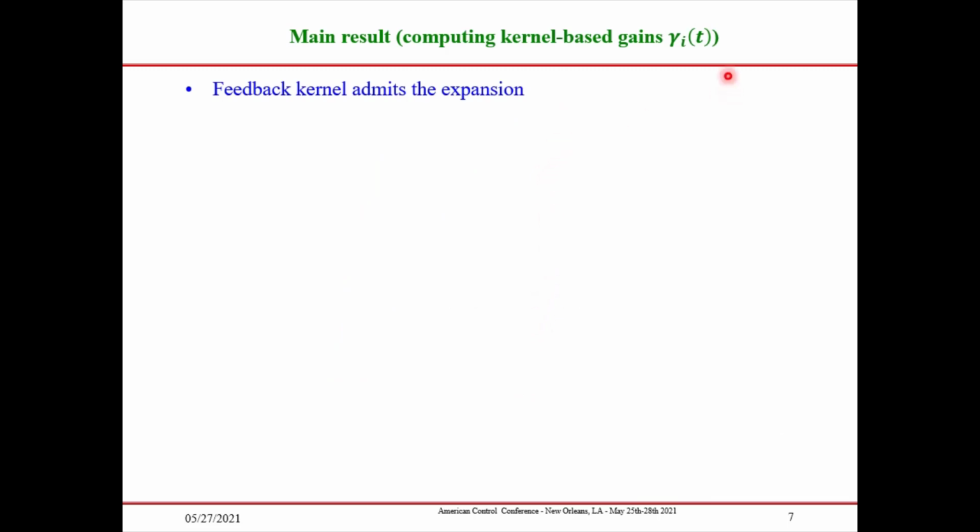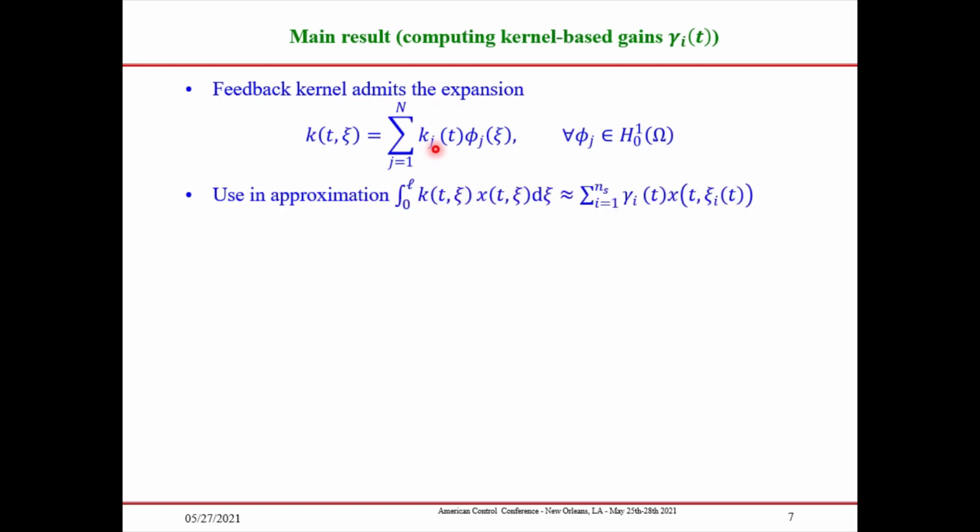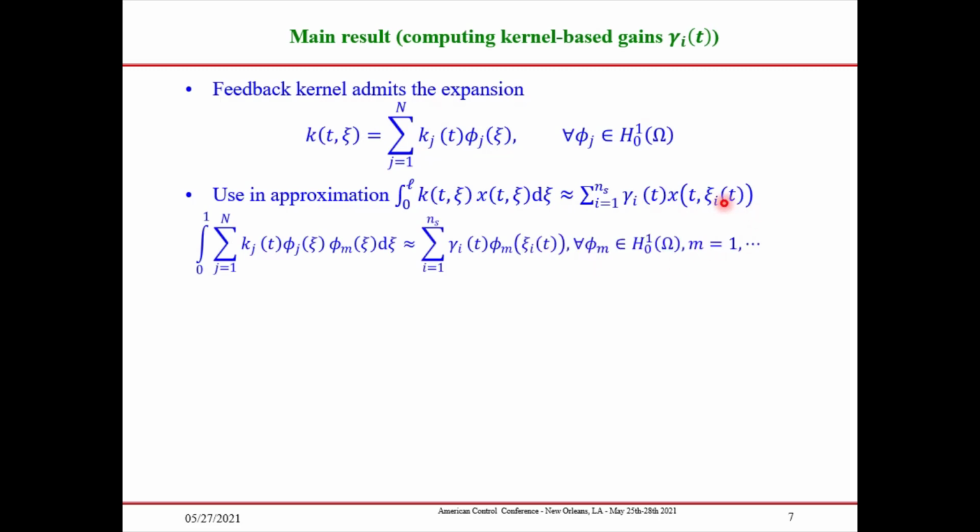So to find out the feedback gains, I assume that the kernel admits an expansion. That's a finite dimensional representation. These are the projections or the weights or the coefficients of the expansion, and I'm going to use this in this approximation, and that simplifies further. And I replace the x by the test functions. I also assume that x can be approximated or expanded by using this. Since this has to be valid for all x, I'm going to use a test function phi sub m. And this should be valid for all test functions.